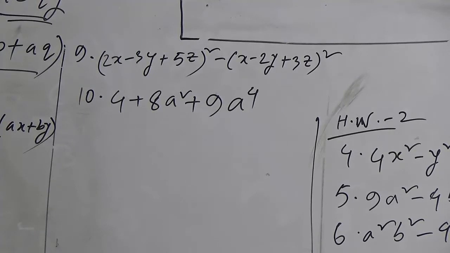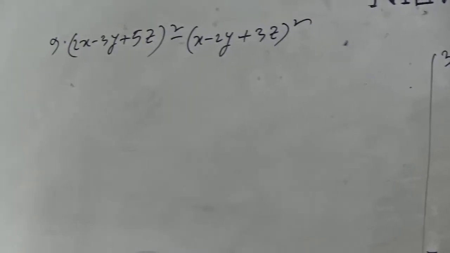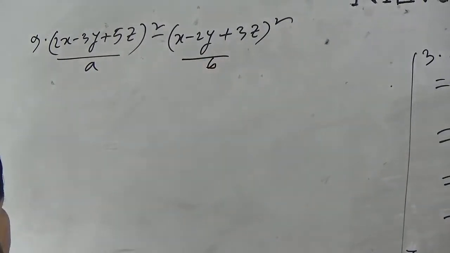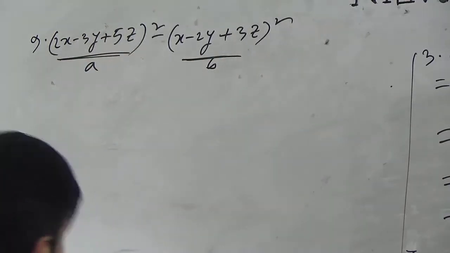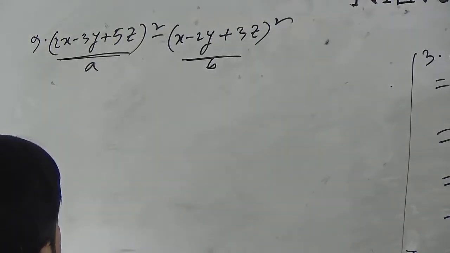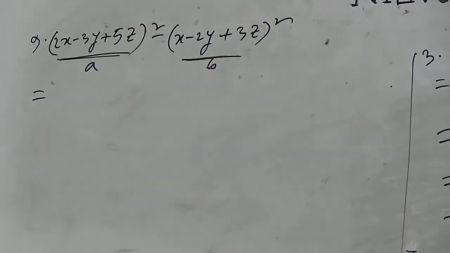2x minus 3y plus 5z whole square minus x minus 2y plus 3z whole square. Consider this expression as a and this expression as b. So this is a square and this is b square. It means a square minus b square, so we have to apply this formula here.